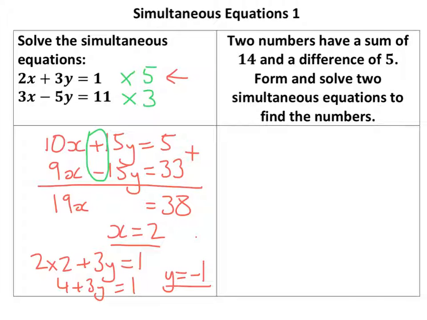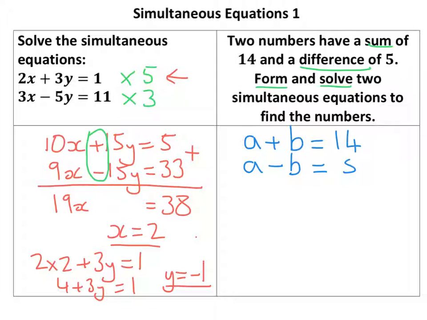Now the second one, it says I've got to form and solve two simultaneous equations. Now we've got some numbers in here, we've got sum, we've got difference. Now sum means add, so if I just call my numbers A and B, because we don't know what they are. It says they sum to 14. It says the difference between them is 5.